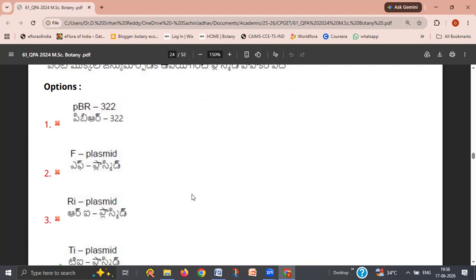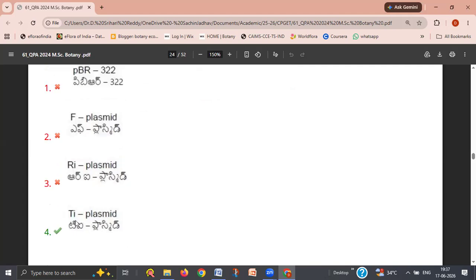And the Ri plasmid, it is a root inducing plasmid. It is particularly related to secondary metabolite production. And the Ti plasmid is called the tumor inducing plasmid. These Ri plasmid and Ti plasmid are related to Agrobacterium. In Agrobacterium tumefaciens, the Ti plasmid is found. Agrobacterium rhizogenes is a different species, and it contains the Ri plasmid, that is the root inducing plasmid.